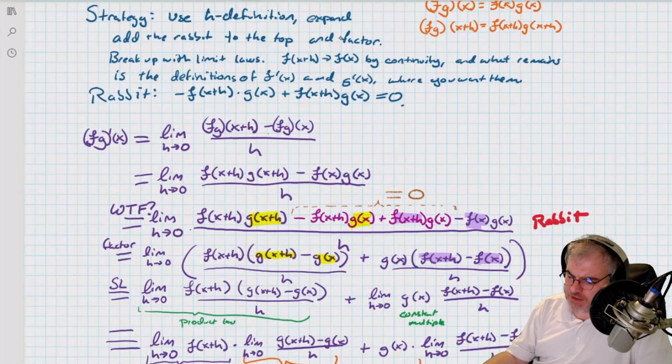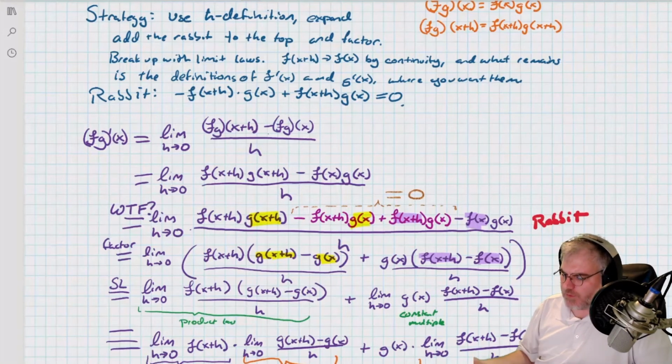So I use the definition of the derivative, expand, add the rabbit. Break up in the limit laws. This will happen by continuity. What remains is the definitions of f prime and g prime where you want them.